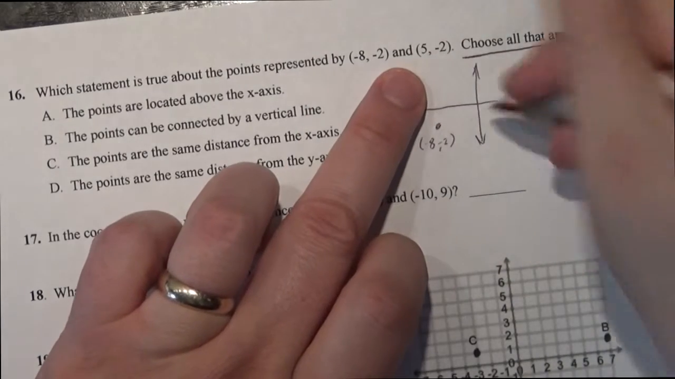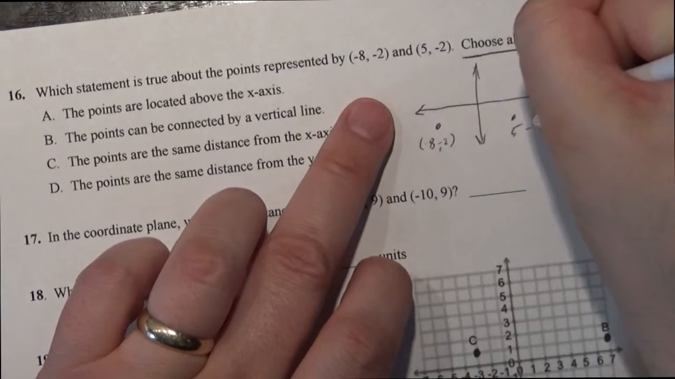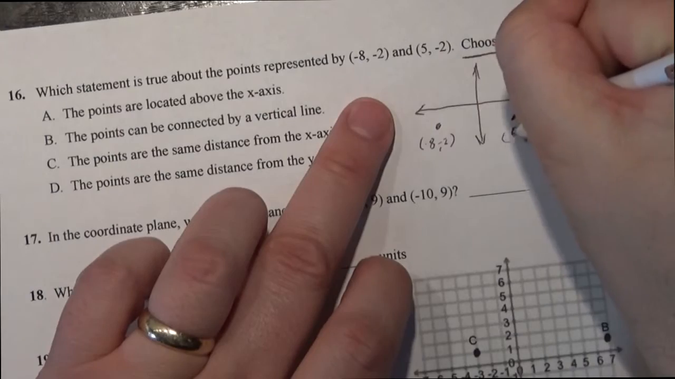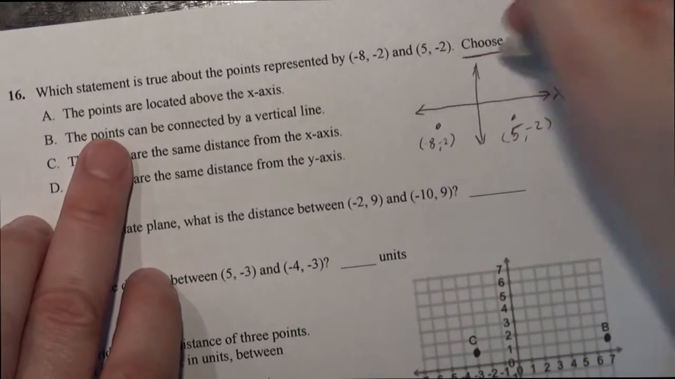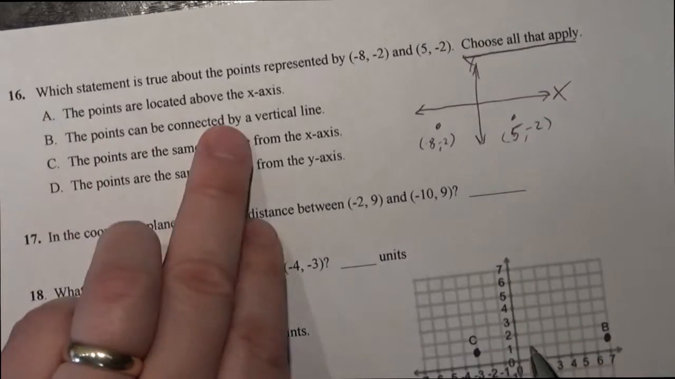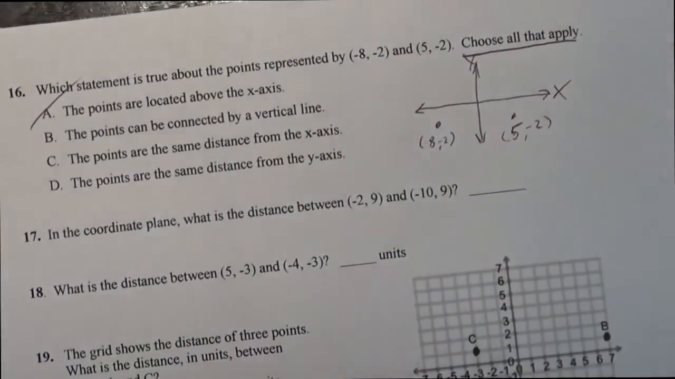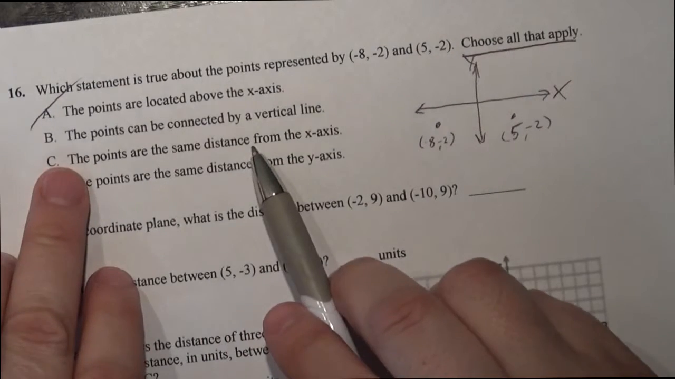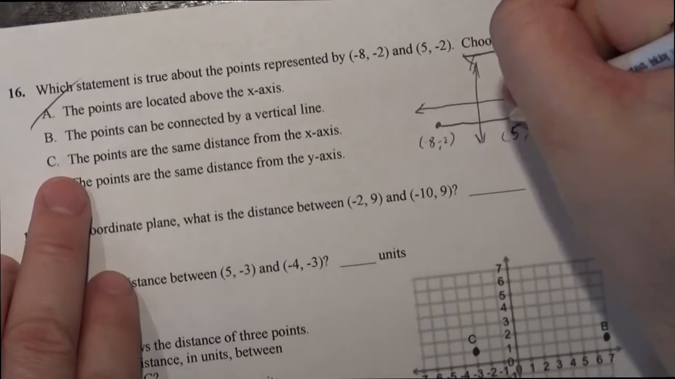Okay, and then 5, negative 2, I'm going to go over 5 down to 2. That's going to be 5, negative 2. All right, so if I know that both of those are there, I know this is my x-axis, this is my y. Are the points located above the x-axis? They're not, they're below. The points can be connected by a vertical line. Well, if I connect these, that's actually a horizontal line, so that's not true.